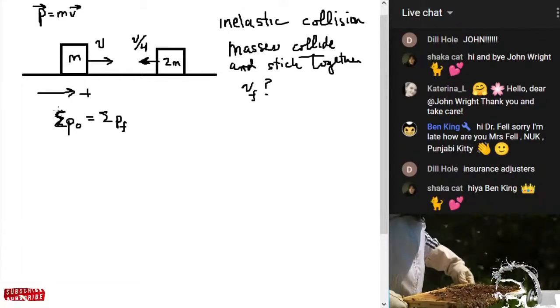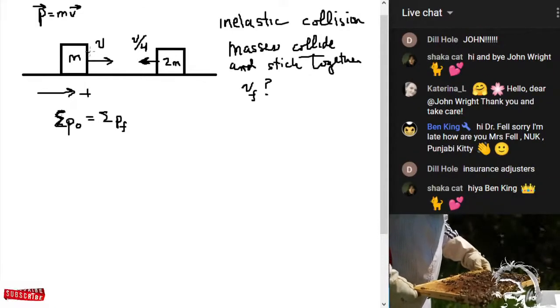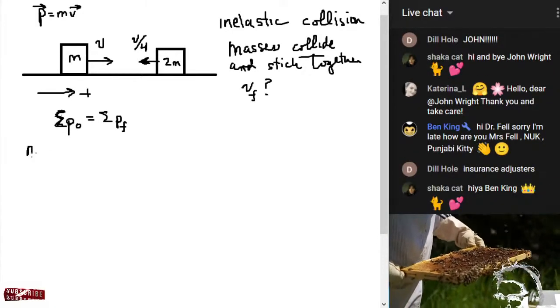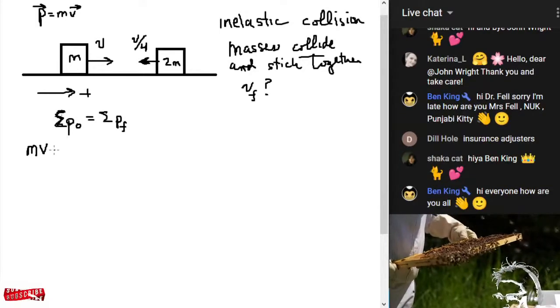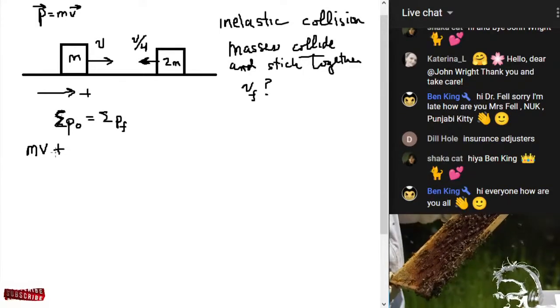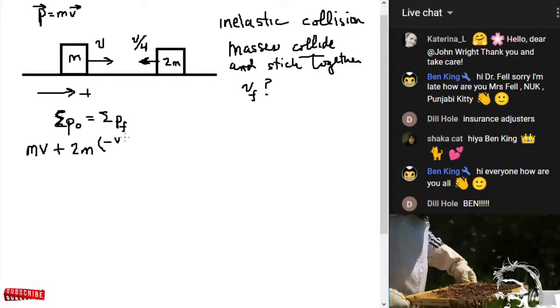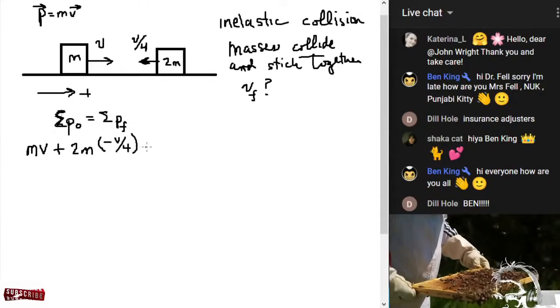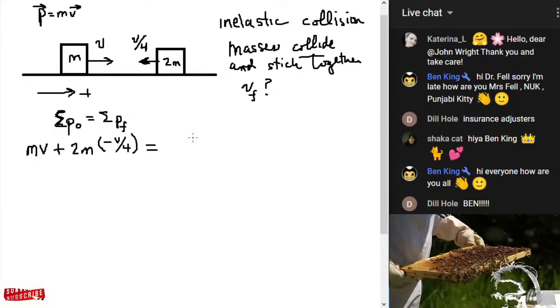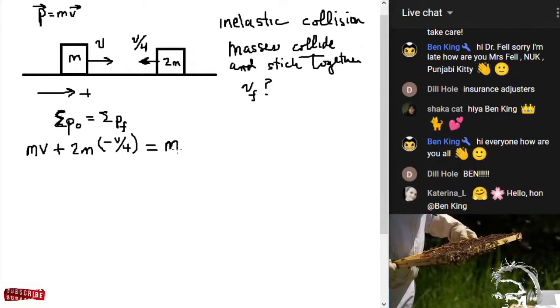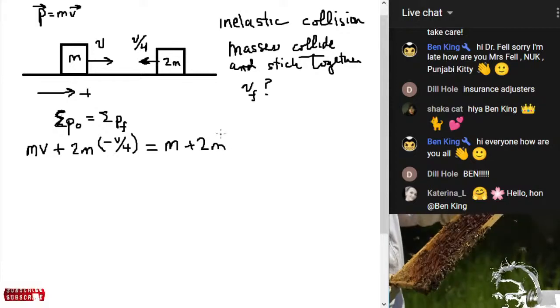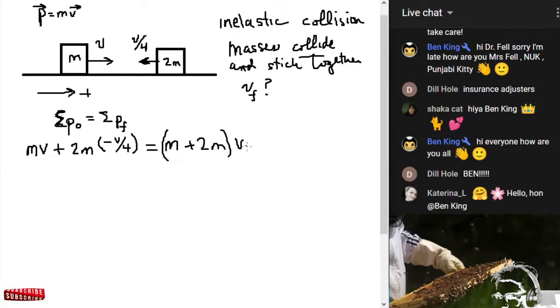Remember, the sigma means the sum of. So what's the initial momentum? Well, it's mass m times its velocity v plus mass 2m times its velocity negative v over 4. And afterwards they're going to stick together. M plus 2m times vf.